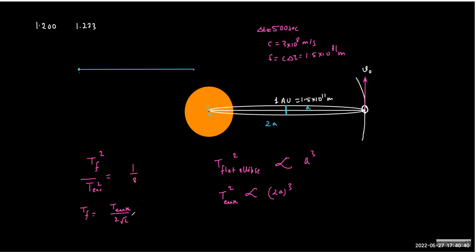But the time taken will be half of this, no? Yes, sir. So the time taken to fall on the earth, because we are just falling, we're not completing the ellipse, will be roughly equal to Tf by 2. Yes, sir. And therefore this will become T earth, the time period of earth, by 4 root 2. I need to check the answer. I don't know this. 1.203.